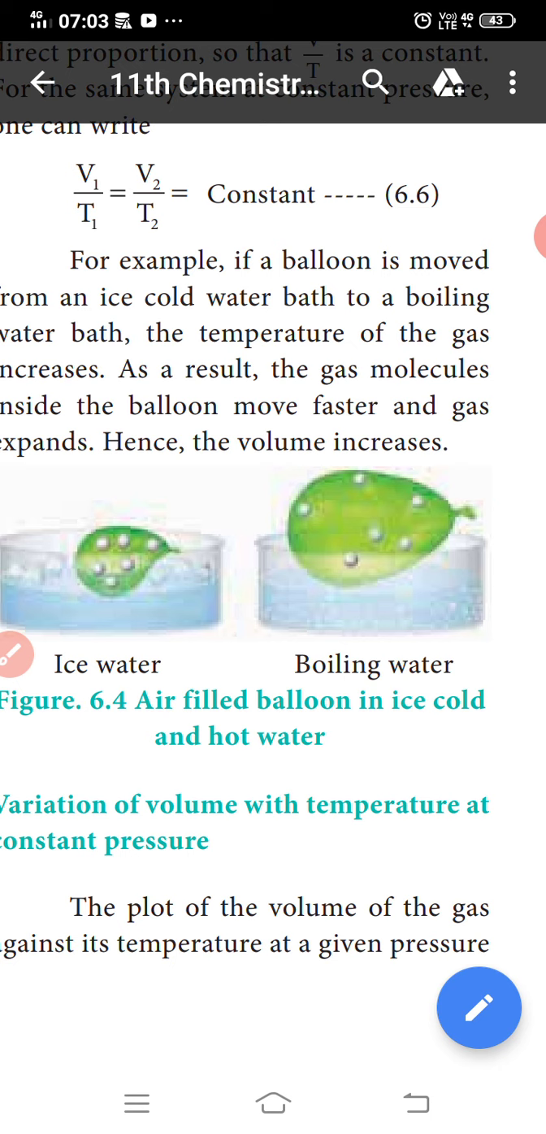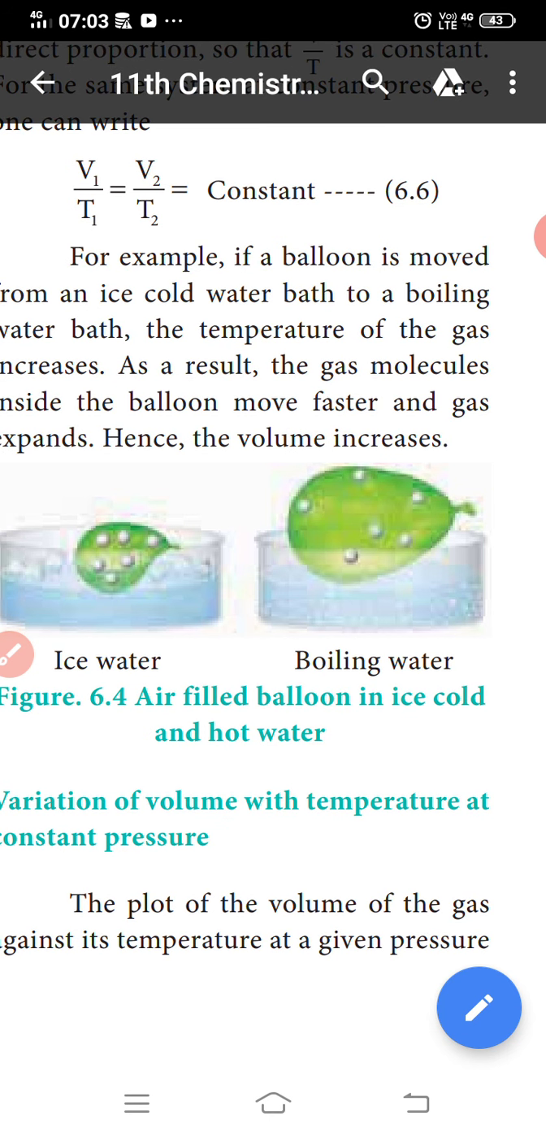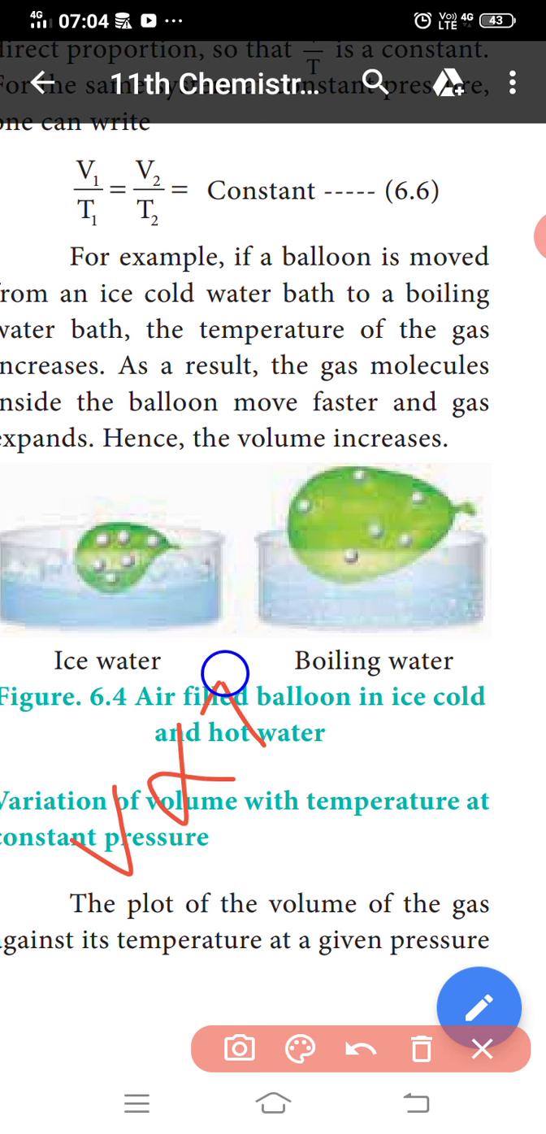Okay, the volume-temperature relationship. This is Charles' law. The relationship between the volume of a gas and its temperature was examined by J.A.C. Charles. He observed that for a fixed mass of a gas at constant pressure, the volume is directly proportional to its temperature.